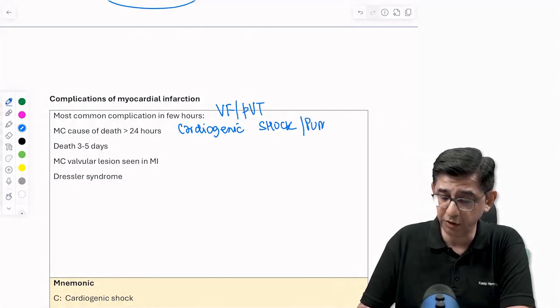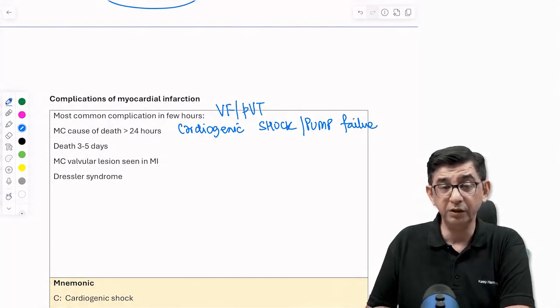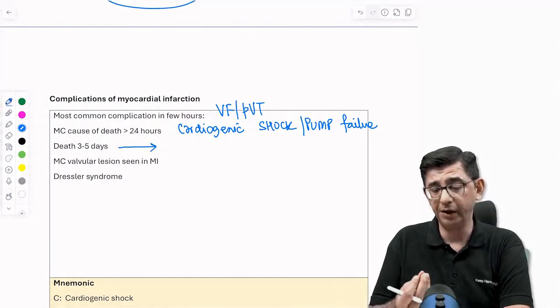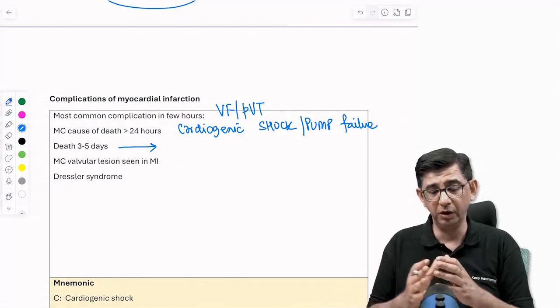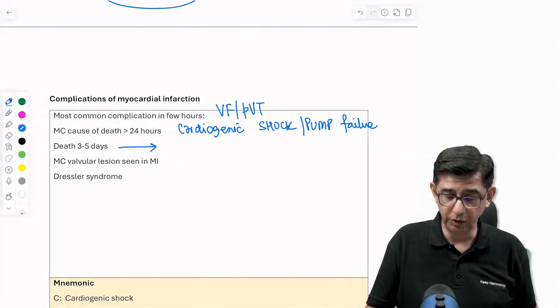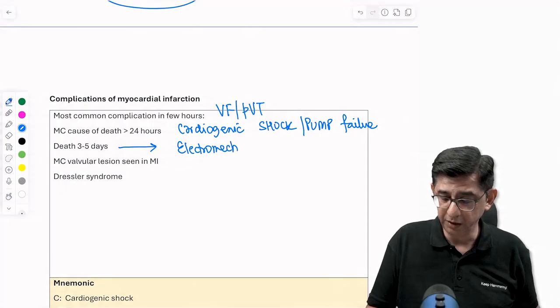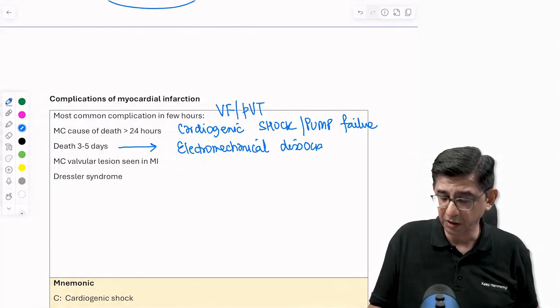So you will say cardiogenic shock, or you will use the word pump failure. If death is occurring after 3 to 5 days, then another reason has to be considered: the heart can burst. There was a transmural infarction, full thickness infarction, and the heart can burst like a balloon. So the technical word that is used here is electromechanical dissociation. The word electromechanical dissociation means cardiac rupture.